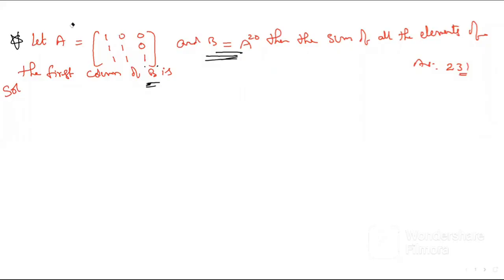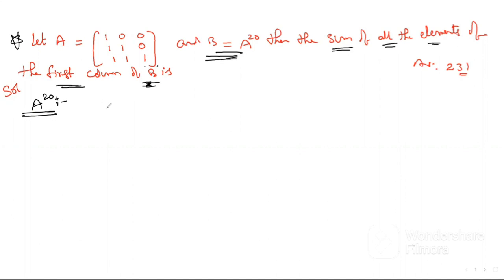Okay, now let me explain the first question. A is equal to the matrix 1 0 0, 1 1 0, 1 1 1. B is equal to A to the power 20. What is required here? The sum of all the elements of the first column of the matrix B. First, we have to find A to the power 20.